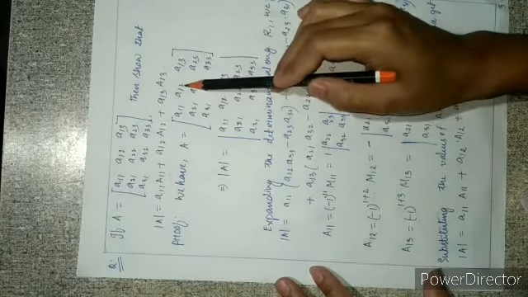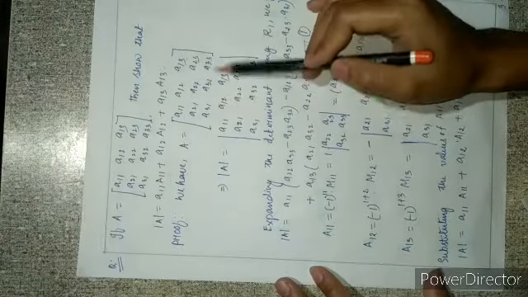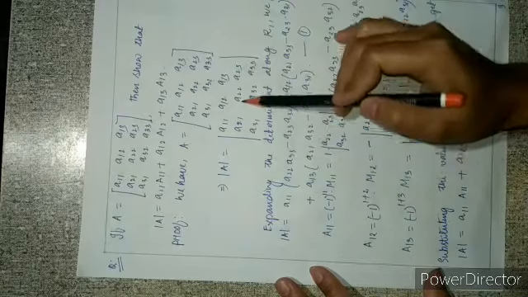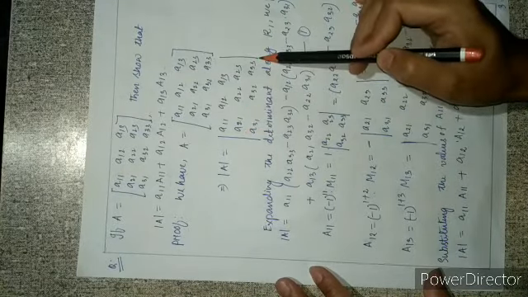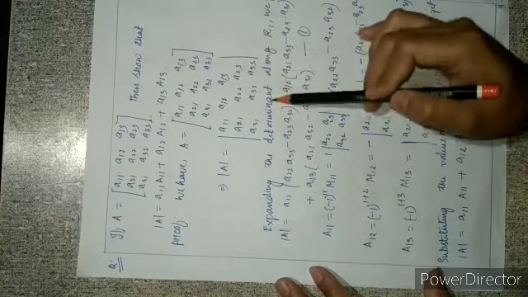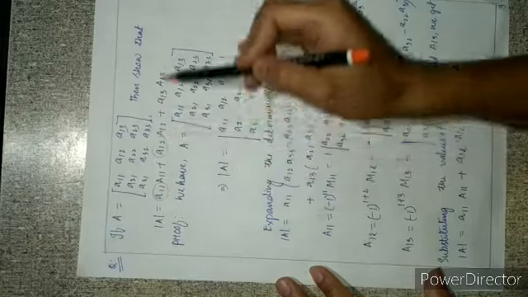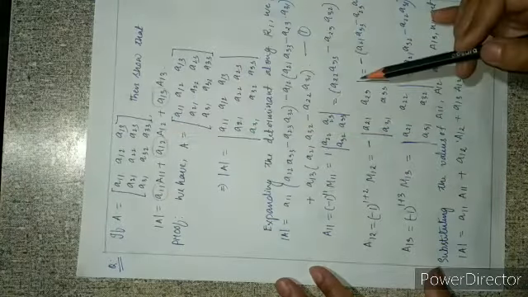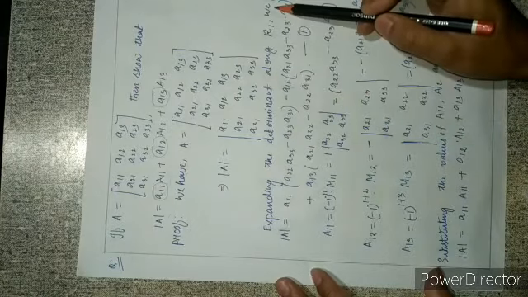Elements are a11, a12, a13, a21, a22, a23, a31, a32, and a33. Then write determinant of A. The elements should be enclosed within this modulus sign. Expanding the determinant along first row. a11, a12, a13 are the elements of the first row, so we should expand the determinant along first row.